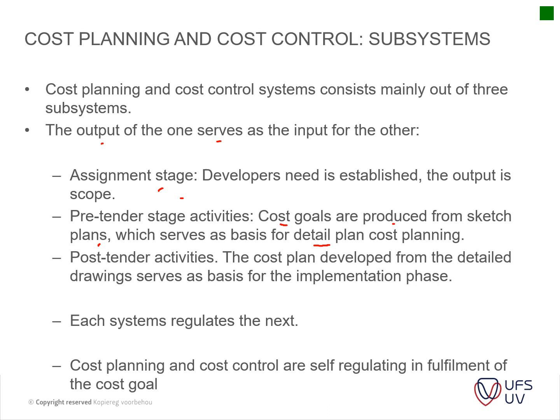Obviously it's the same with your design. You've got your concept designs or sketch plans, which later is developed into your actual detailed plan. And then you can have your post-tender activities, which is your cost plan development for detailed drawing serves as an implementation for the next phase or the new project or so. Each system regulates the next. Okay, we've touched on that. And then the cost planning and cost control are self-regulating in fulfillment of the cost goal. So it's basically a bit of a repetition of what I've said earlier on already.